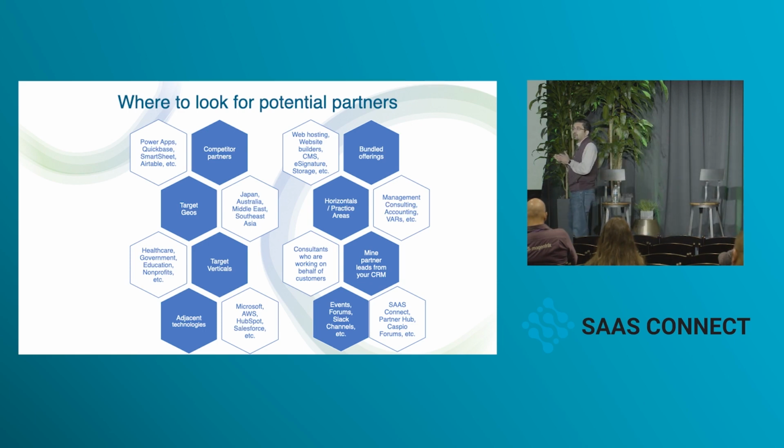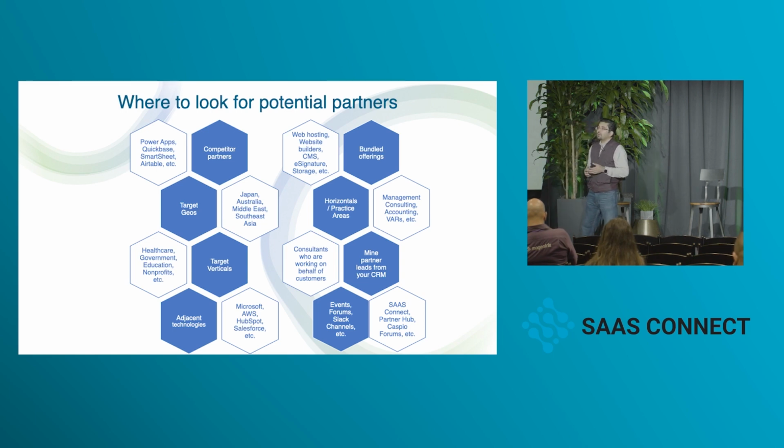A lot of our customers are migrating from Google Sheets or Microsoft technologies like Excel, Access, et cetera. When they want something more systematic or robust, they are trying to look for platforms like ours. So that would be an adjacent technology. AWS is another example, et cetera.